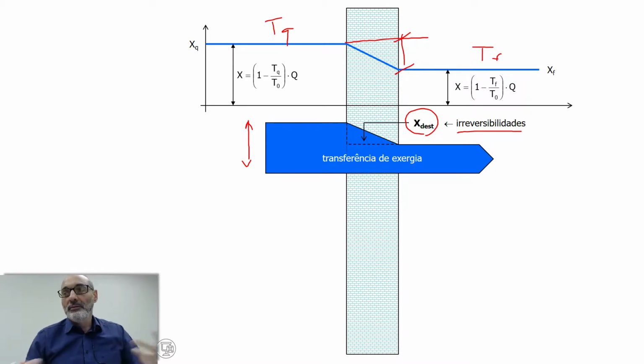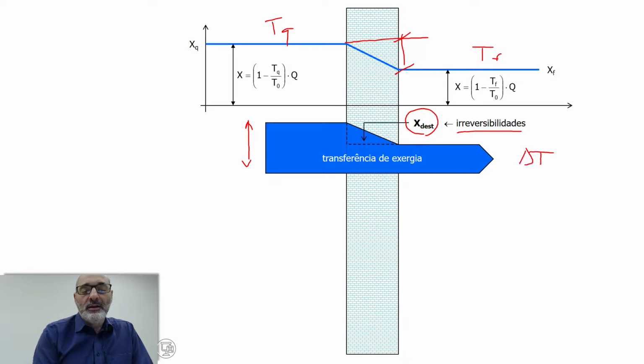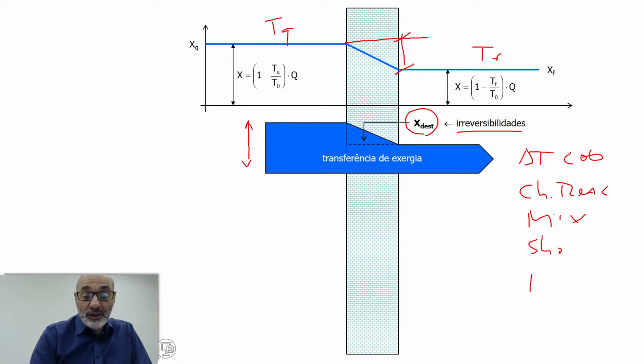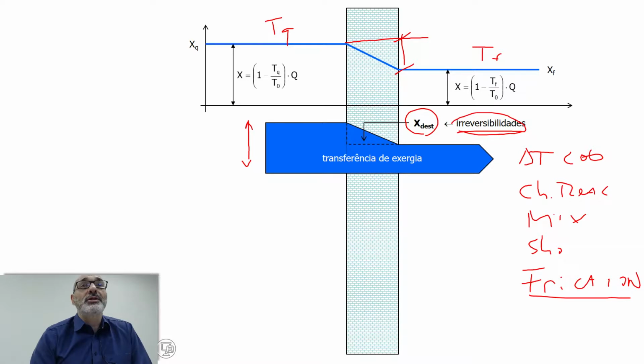which is one or two or three phenomena from a list of phenomena that generate entropy. So delta T less than infinite, finite delta T, chemical reaction, mixture, shock waves, supersonic shock waves, and so on. Okay, friction, very important one, friction. So those are irreversibilities that generate entropy that causes Exergy destruction.